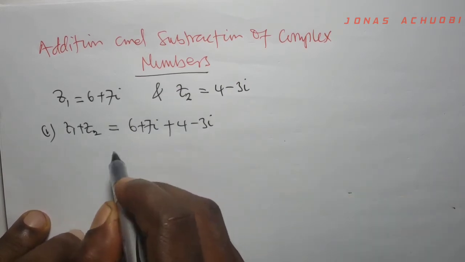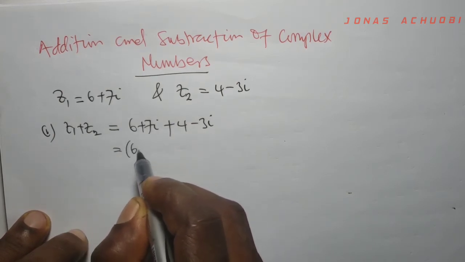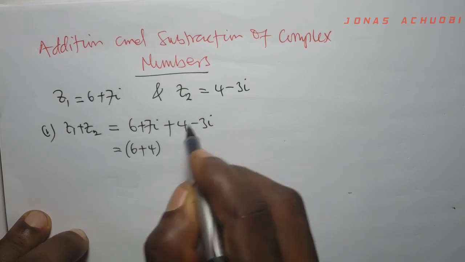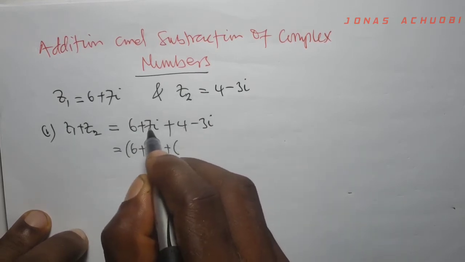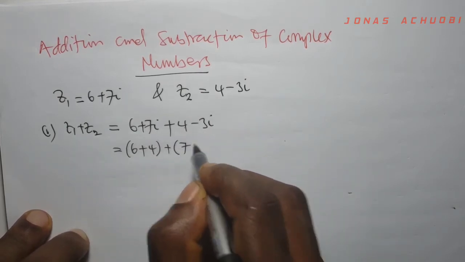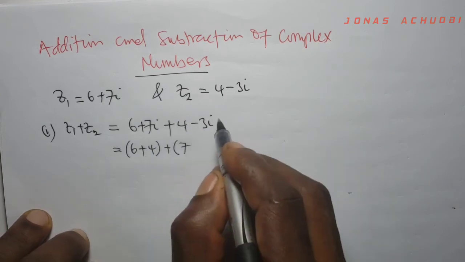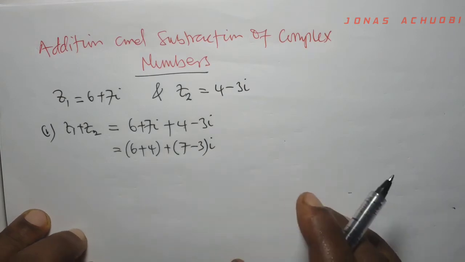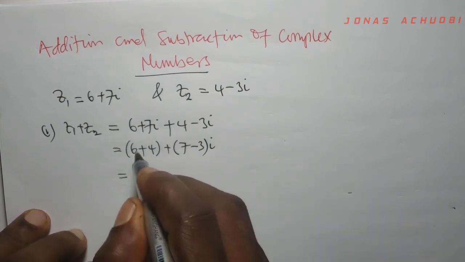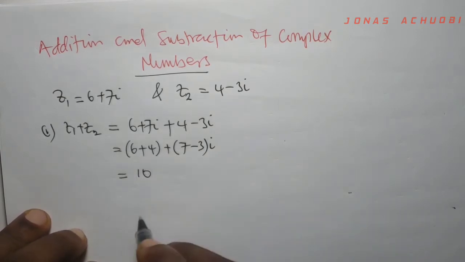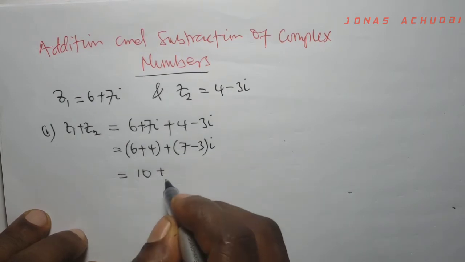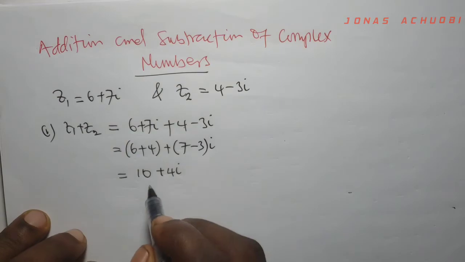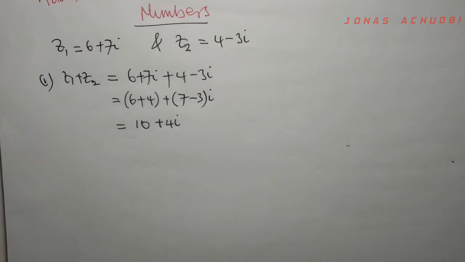So the real part of the first one is 6. We add it to 4, the real part of the second complex number. Of course, plus the imaginary part of the first complex number, which is 7, and the imaginary part of the second one, which is minus 3i. That is it. We add component-wise. So this gives us 6 plus 4 is 10, plus 7 minus 3 is 4i. So z1 plus z2 is equal to 10 plus 4i.